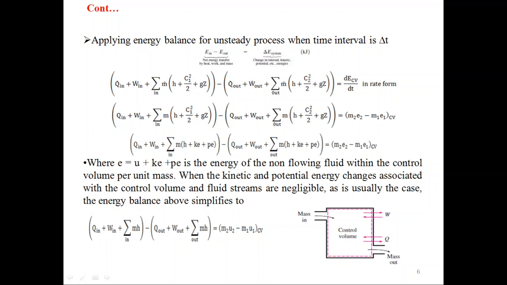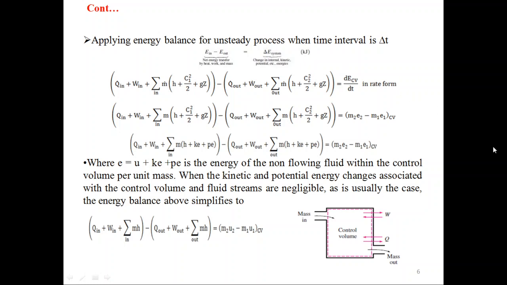Next is the energy balance equation. Applying the energy balance equation for an unsteady process when the time interval is delta t, we will have energy in minus energy out, that is, energy associated with the fluid entering and fluid leaving the system, equal to the change in energy of the system, that is the control volume. It may be in joule or kilojoule.